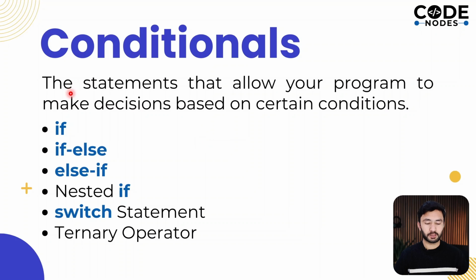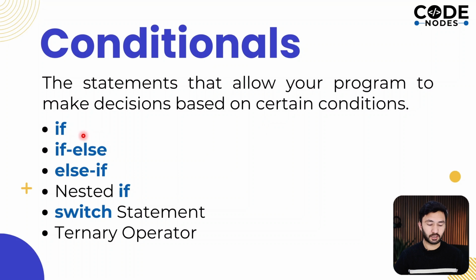Till now we were covering the basics of C++, and now it is time to see the conditional statements in C++. One step ahead, we are starting the advanced topics of C++. So conditional statements in C++ are the statements that allow your program to make decisions based on certain conditions. Like if a condition is true, do something, and if the condition is not true, do the other thing.